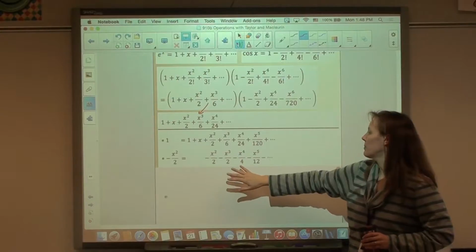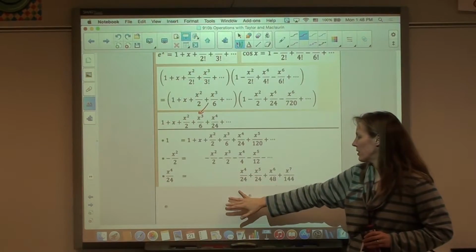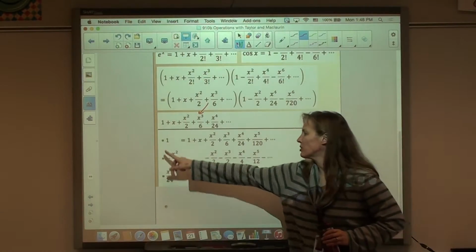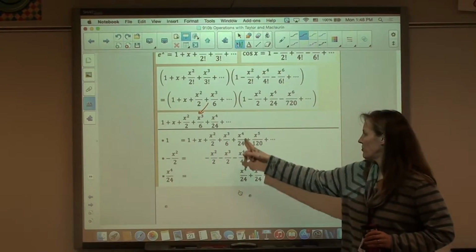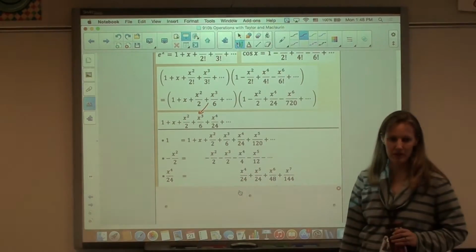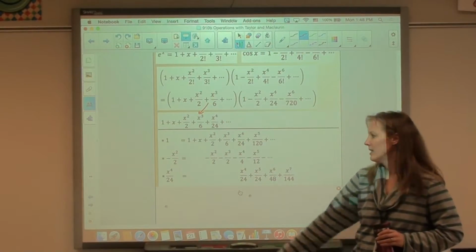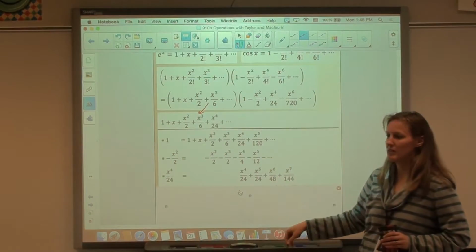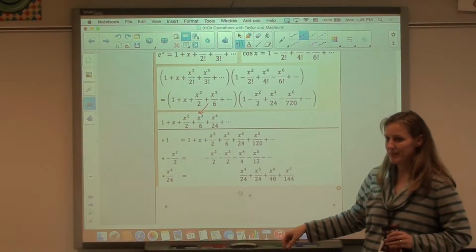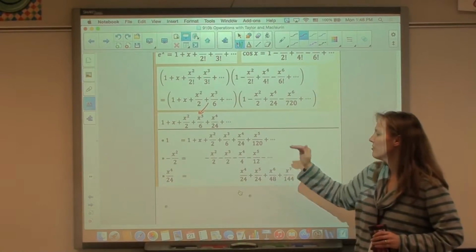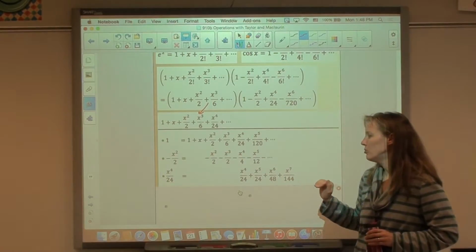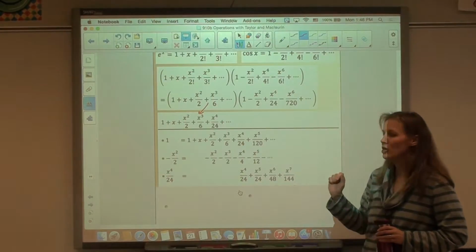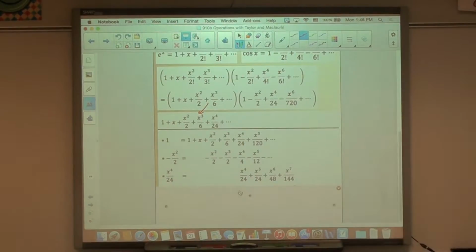Next thing we're gonna multiply by is x to the fourth over 24. So my first term would be x to the fourth over 24, I'm gonna line it up with my x to the fourths. Right? And then I multiply by x, and I get x to the fifth over 24, I line it up with my x to the fifths. You have to make sure you go far enough so that you include all the like terms for that degree of x.